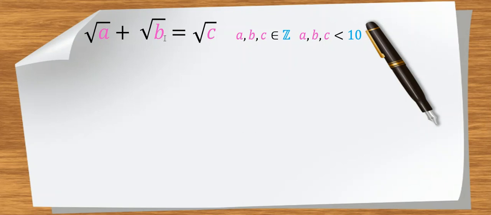Square root of a plus square root of b equal to square root of c. A, b, c are integers, and a, b, c are less than 10. We want to find all possible values for this number. So, in the first step, let's see a, b, c can be what numbers?